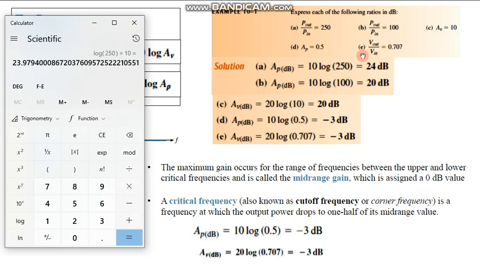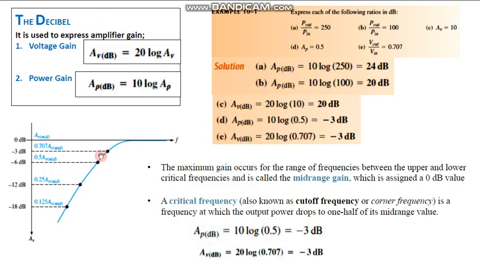Okay, the C I would like to do with the E. So this is a voltage gain. For the voltage gain, I would say 0.707, and then take the log, multiply by 20, because this is a voltage ratio, so the answer would be -3. So the value for this voltage is -3 dBs.